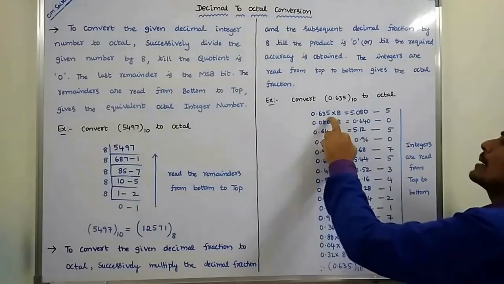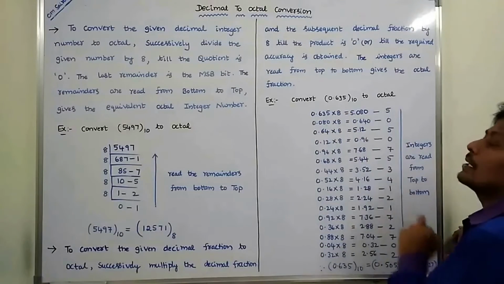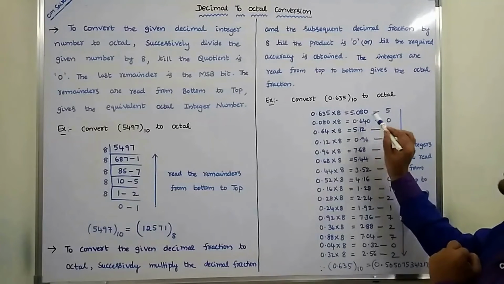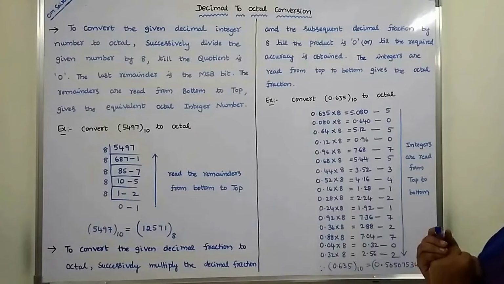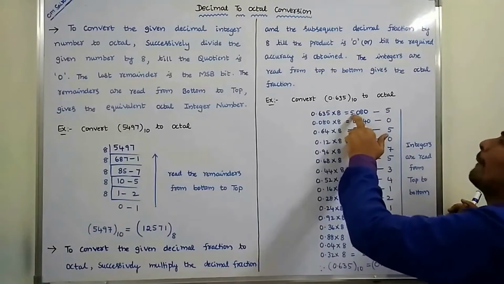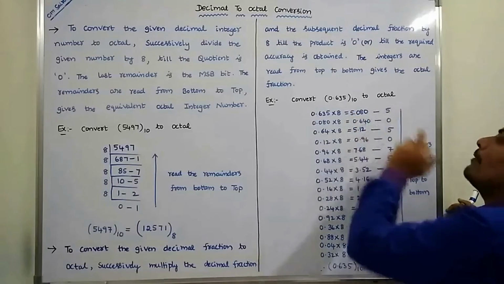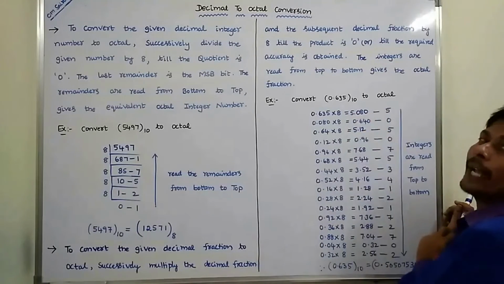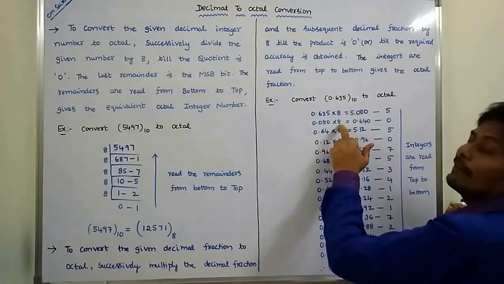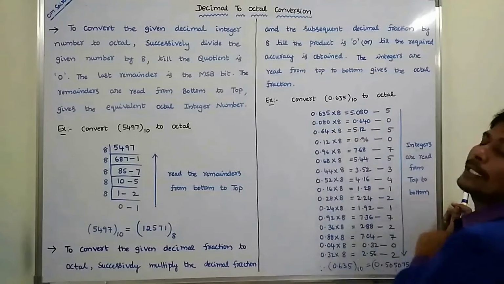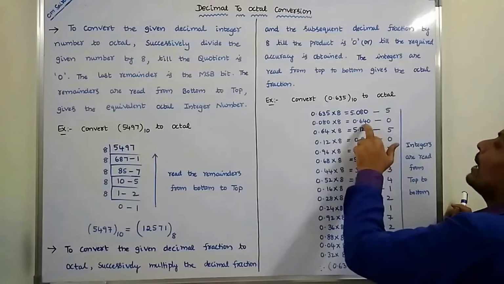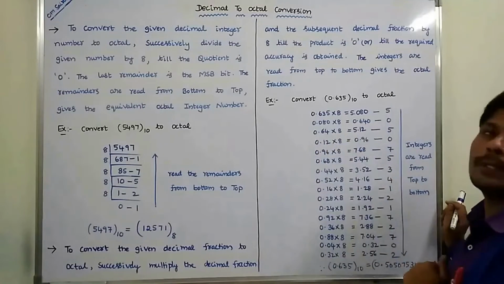So 0.635 is multiplied with 8. We are getting 5.080. Here 0.080 is the fraction part and the integer number is 5. Now we have to separate the integer number from this number. So 5 is separated. What is the remaining fraction number? 0.080 is again multiplied with 8. We are getting 0.640. Here the integer part separated is 0, and the remaining fraction part is 0.640.